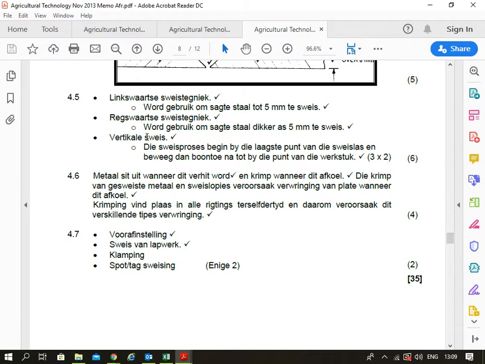Baie van julle het dan vir my geskryf links en regs. Ek het so hier en daar 'n persentjie gegee. Maar baie van julle het ook, some of you said, start the welder. With what do you start? The key. Dit is hoe dit werk, boys.